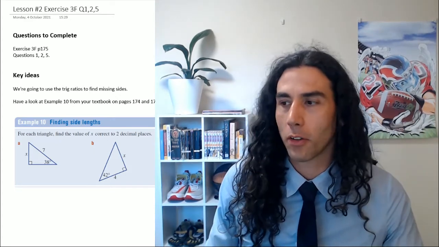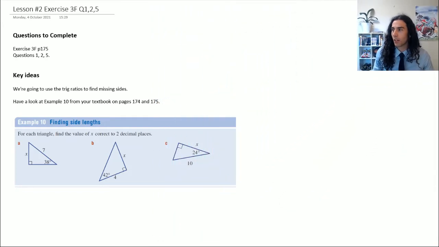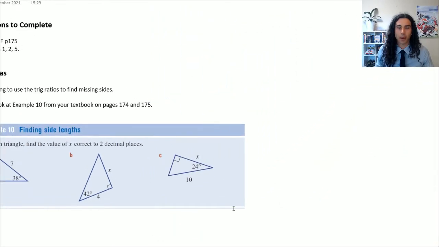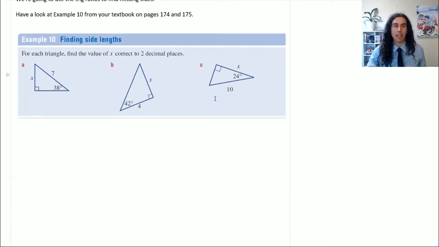So I'm going to make myself smaller, and we're going to focus here on the maths, make myself smaller and make that bigger. We've got 3 examples here. They're in your textbook, pages 174 and 175, and I just want to do them here. What we're doing in this topic is finding missing sides, missing angles.